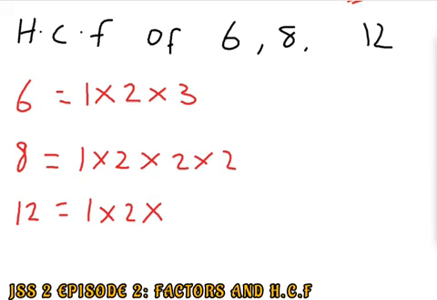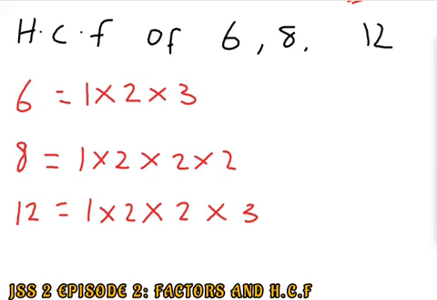gives 2. 2 times 2 gives 4. 4 times 2 gives 8. But when we get to 8, we can no longer multiply 8 by 2 to give 12. So 8 times 2 is 16. For that reason, we will not go into 8. We'll stop here. 1 times 2 gives 2. 2 times 2 gives 4. And we'll now look for a single number that will multiply 4 to give 12. That's 3. So the factors of 12 are 1 times 2 times 2 and 3.